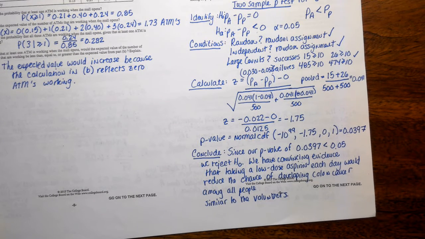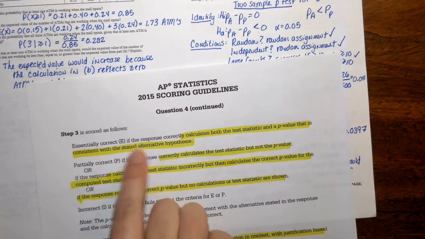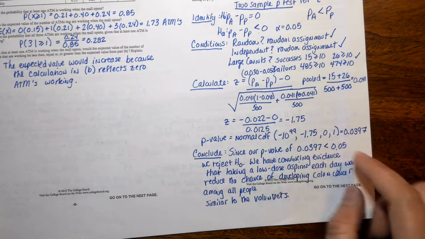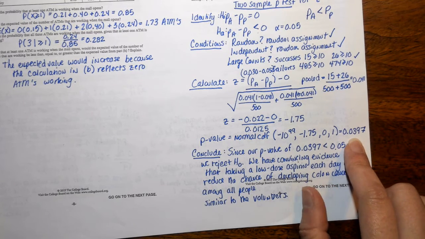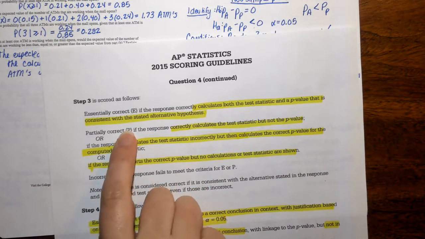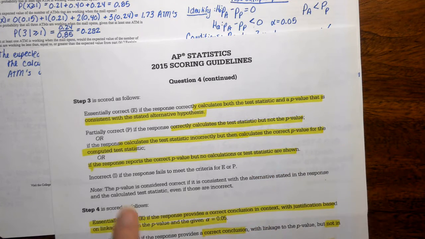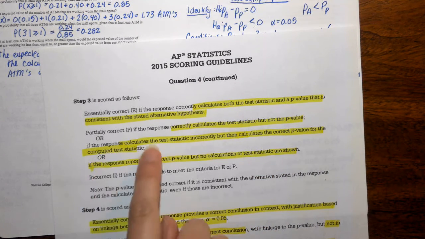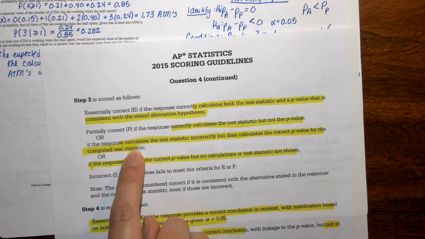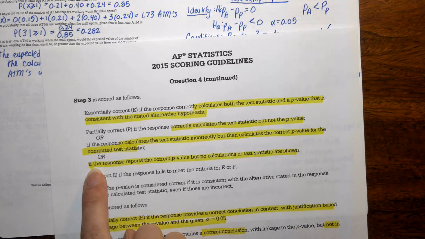Okay. Step 3 is a correct calculation of the test statistic and a p-value. Okay, so I have my test statistic at negative 1.75 and my p-value at 0.0397. You get a P if you have the correct Z but not the correct P. You get a P also if you have the wrong test statistic but then you make a p-value off of yours. So that's interesting. They have to sit and calculate your p-value off of your incorrect test statistic. You also get a P.